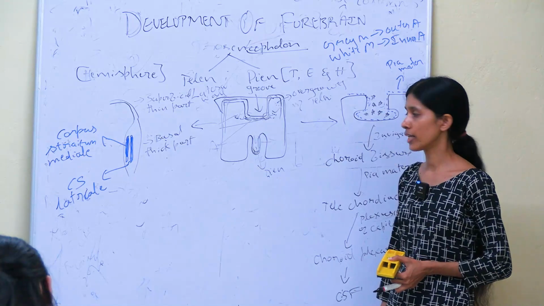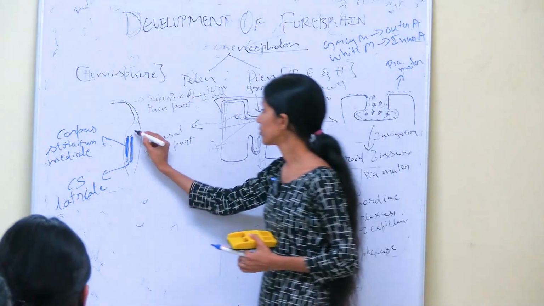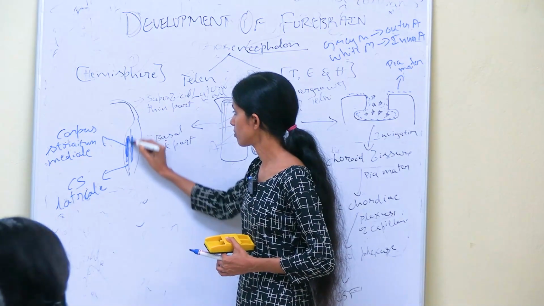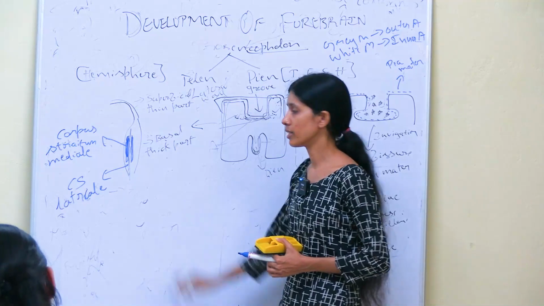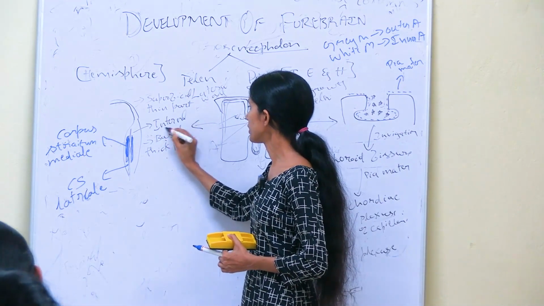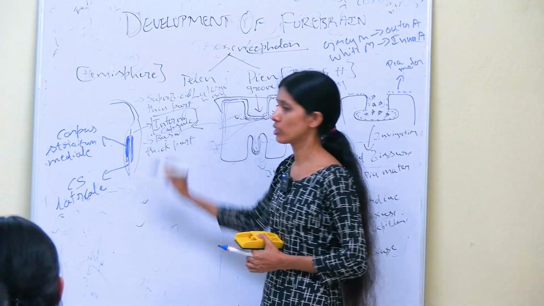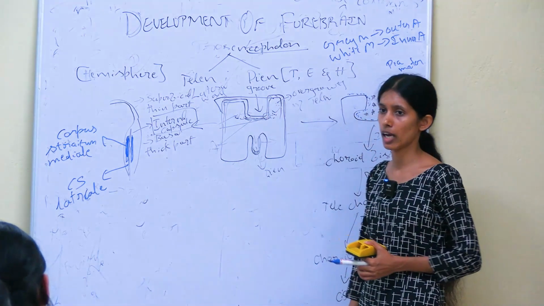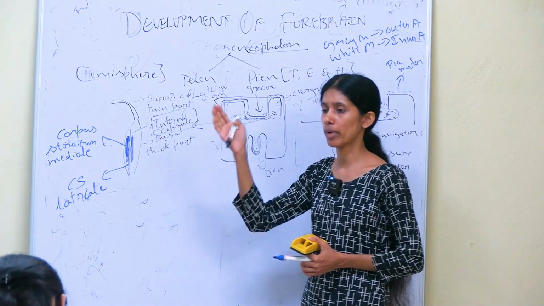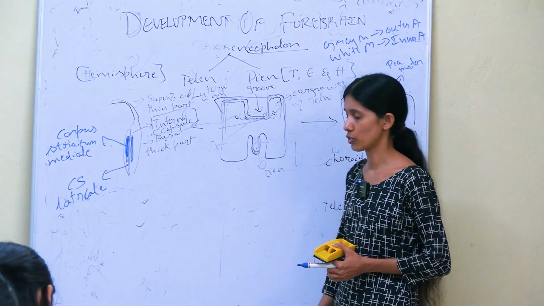Okay. There is one more structure that passes between your corpus striatum region like this. Okay, this structure is called internal capsule. Remember, your internal capsule passes between the two strands of the corpus striatum region.